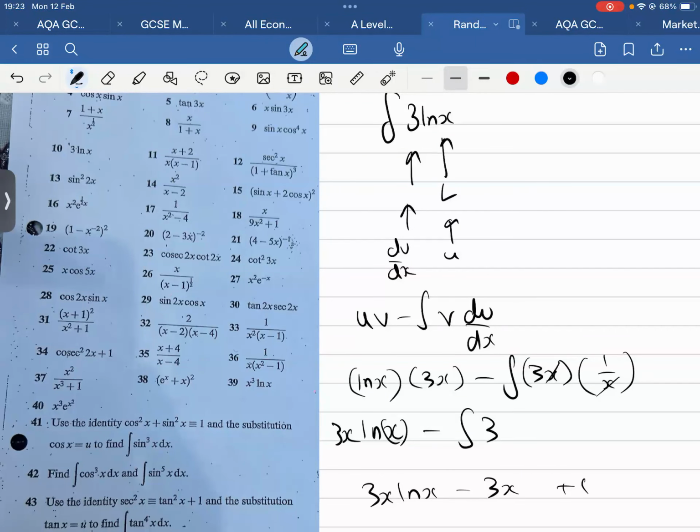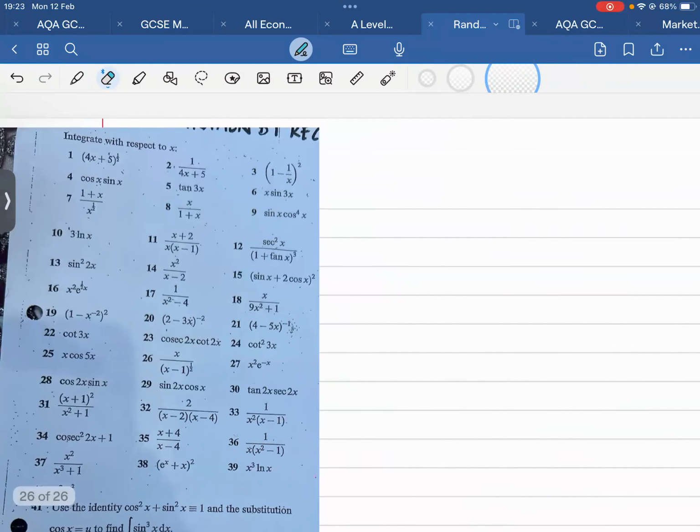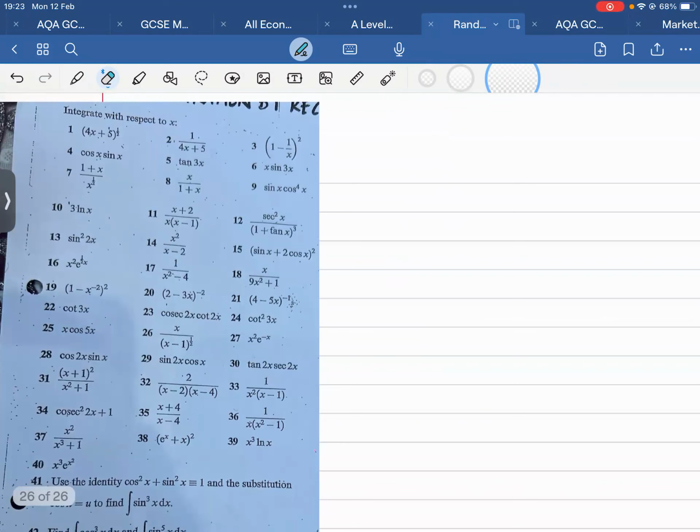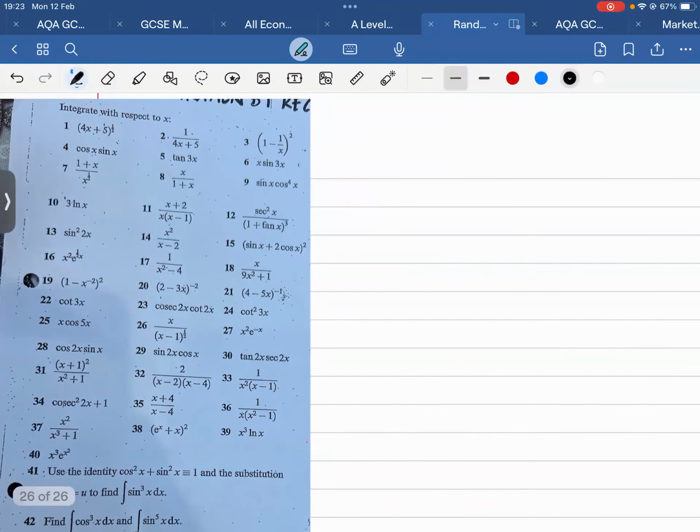Question 11, what would we do? Another new method. Every single question's been a different method. So number 11 is partial fractions. Why is it partial fractions? That would become a over x plus b over x minus 1. So we have to figure out what that is. So first, let's just do that separately.